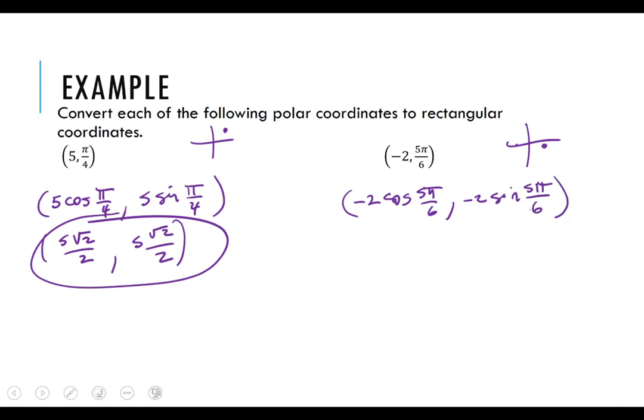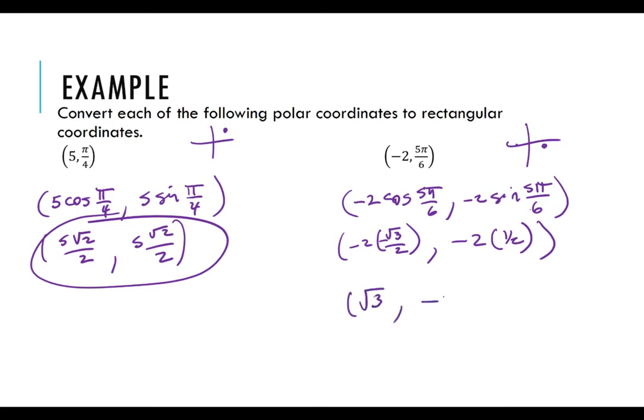Well, what's cosine of 5 pi 6? Cosine of 5 pi 6 is negative root 3 over 2, so this is then going to be negative 2 times root 3 over 2. Of course, that is negative. And then negative 2 sine of 5 pi 6, well, that's going to be a half. And so then I can simplify a little bit. Negative times negative is positive. 2 divided by 2 is 1. I get that that's root 3. And then negative 2 times a half is negative 1. Positive x value, negative y value. It's reasonable to believe that this is correct.